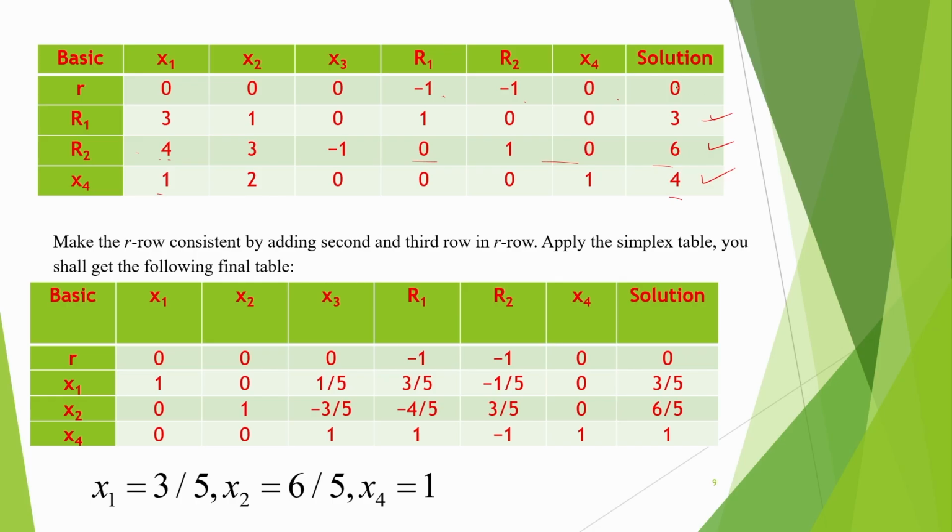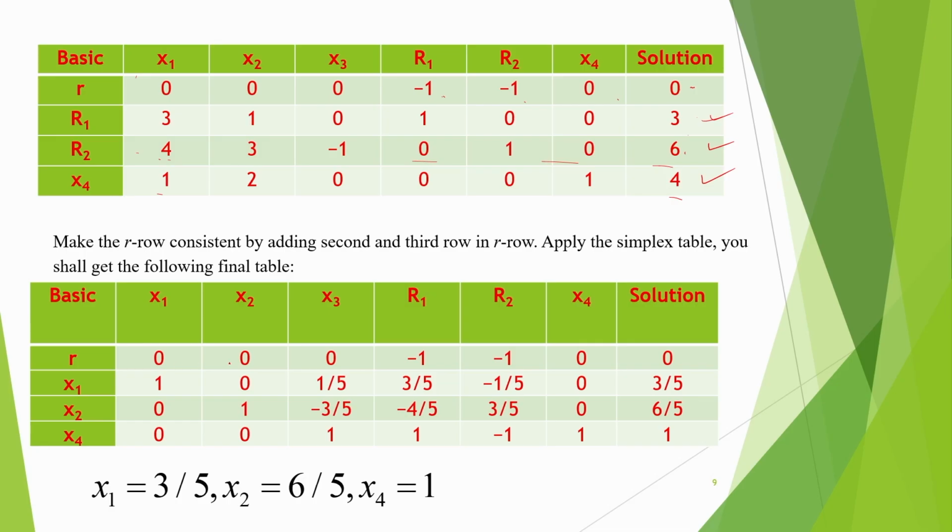However, that solution in the r row is 0, which is inconsistent, because r1 is clearly 3 and r2 is equal to 6, so it should have come 9. So what we have to do to make it consistent is a row operation: add r1 and r2 rows to the first row. So if you add r1 and r2 to the first row, this will become consistent, that means this will finally become 9. And after that you do the simplex method as usual.